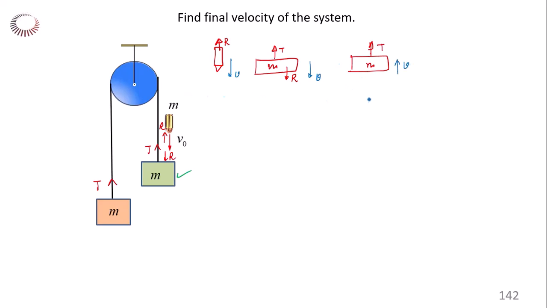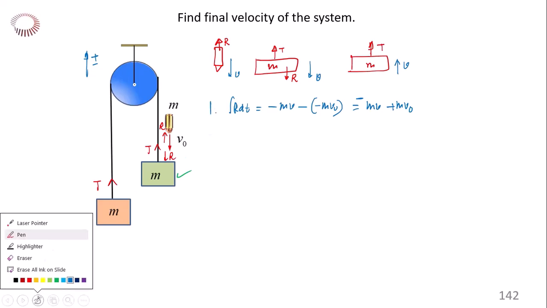Now we can write the three separate equations. For this bullet, if I take upward as positive, the integration of R dt should be equal to final momentum minus initial momentum. Final momentum is downward, so it is negative, minus mv, minus the initial momentum, which is also downward, minus m v naught. So it becomes minus mv plus m v naught. This is the first equation.